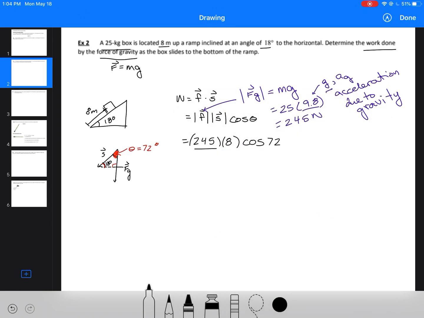So now we have our force times our displacement times the cosine of the angle between those two vectors. When you multiply everything out, you should get about 606 joules. So therefore, the work done is 606 joules.